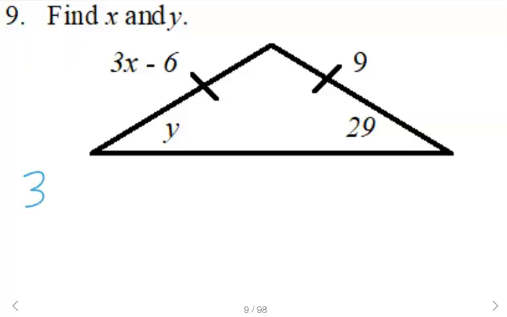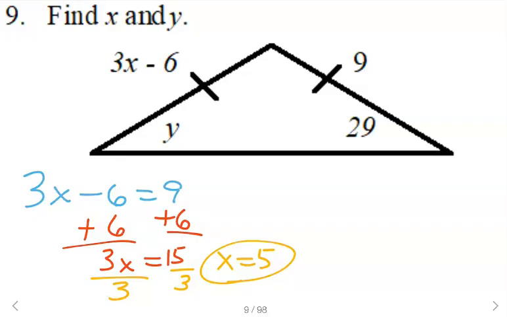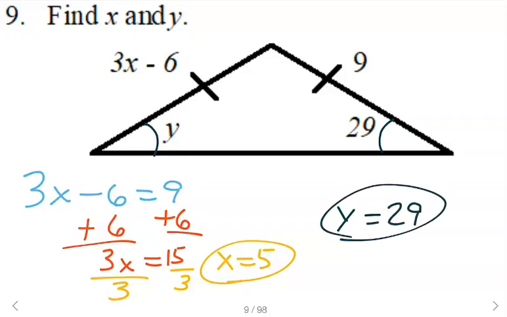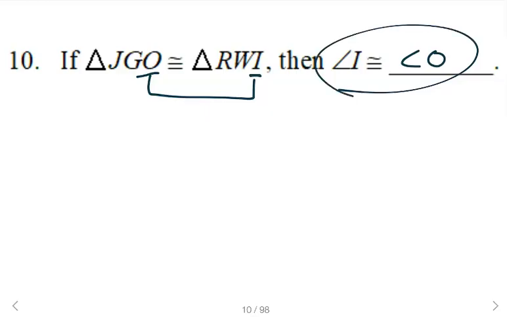All right, we've got some segments that are congruent, so their measures are equal. Two-step equation from here, add 6. So we get 3x equal to 15. To get rid of multiplying by 3, we'll divide by 3. And so x is 5. In a triangle, if two sides are congruent, then the angles across from them must be congruent, and so y must be 29. All right, angle I corresponds to angle O, so those must be congruent in these congruent triangles.